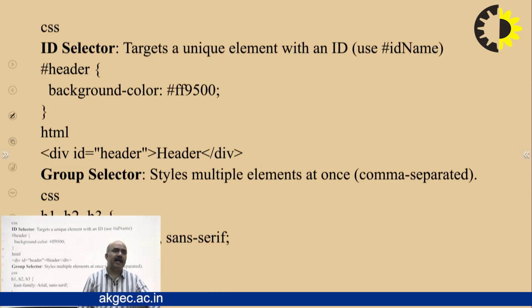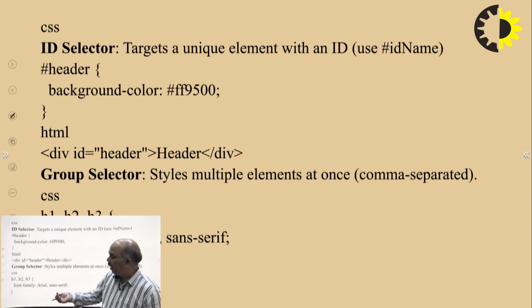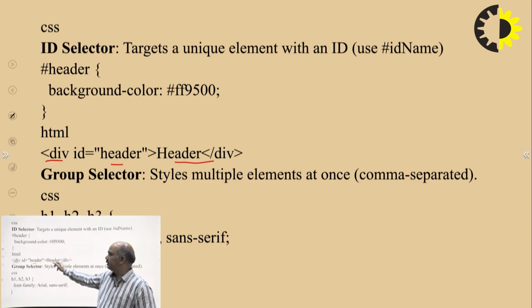Then for the ID selectors, we target a unique element with an ID, where we can provide the CSS. So we call it in HTML as div id headers. Then whatever you want to write within that div tag goes in this headers ID.